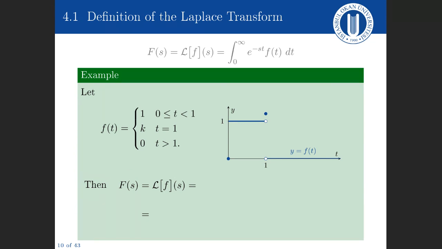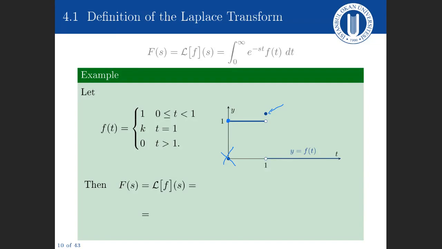We can calculate the Laplace transform of a piecewise continuous function such as this. There's a mistake in the picture. The dot should be here, but it doesn't matter when we do an integral. Function f is equal to 1 if t is between 0 and 1. Function f is equal to k, and I've just chosen to draw k here, if t is equal to 1, and the function is equal to 0 if t is greater than 1.